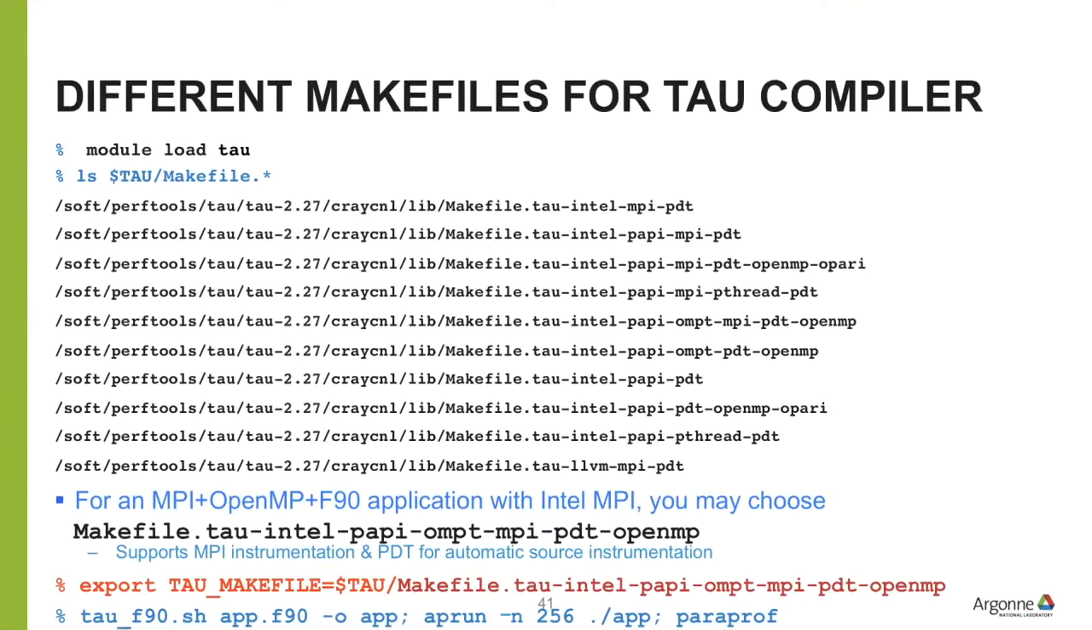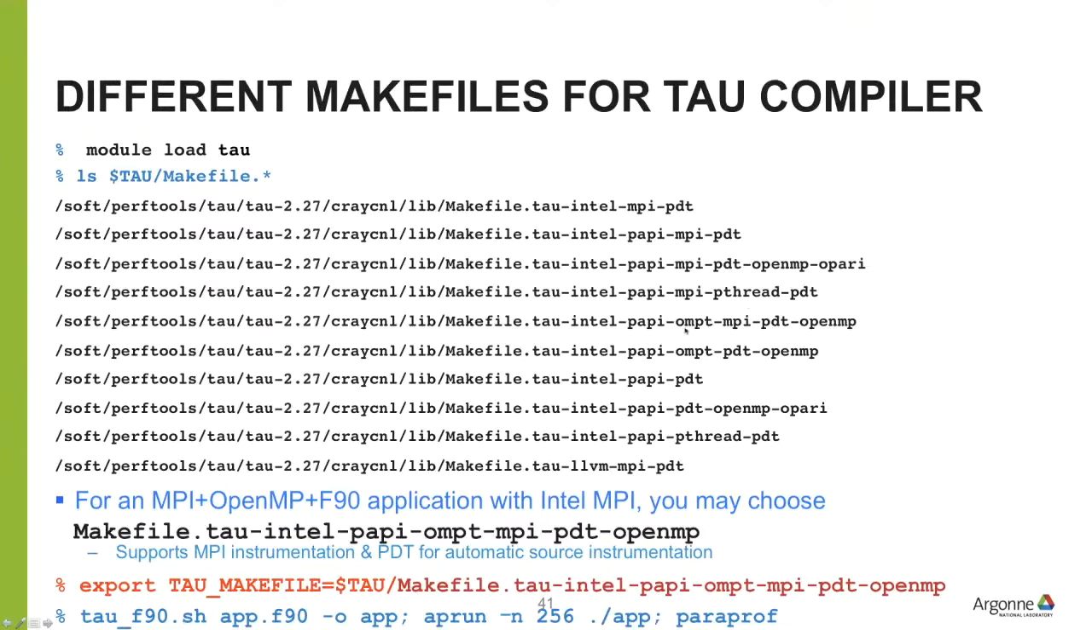Now, this slide is the most important thing if you're using source instrumentation, because you have to choose the Tau configuration that you want to use for your application. This is with MPI, with Intel compiler, and it can use source instrumentation because the Program Database Toolkit, or PDT, flag is here. This configuration uses PAPI as well. We have OpenMP instrumentation using a source-to-source instrumenter called OPARI. It comes from Research Center Jülich.